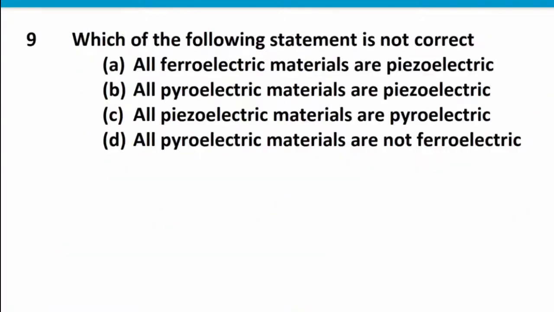Next question, which of the following statements is not correct? All ferroelectric materials are piezoelectric. All pyroelectric materials are piezoelectric. All piezoelectric materials are pyroelectric. Or pyroelectric materials are not ferroelectric. Here the question is asking for the statement which is not correct. So all ferroelectric materials are piezoelectric, this is correct. All pyroelectric materials are piezoelectric, this is also correct. And pyroelectric materials are not ferroelectric, this is also correct. And the answer is C.